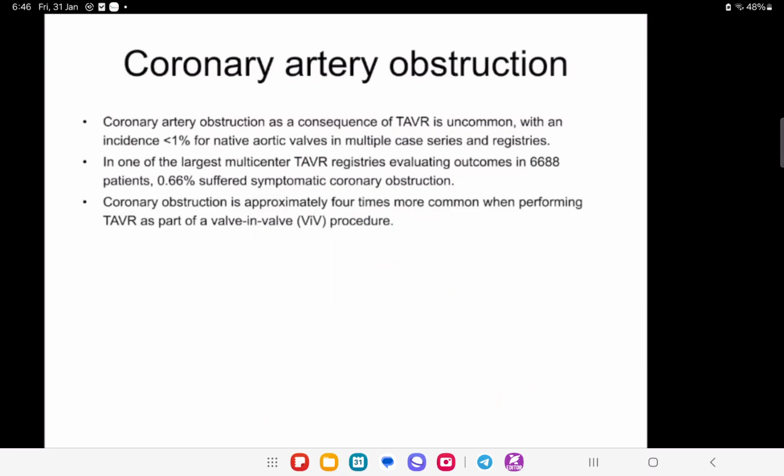Coronary artery obstruction. Coronary artery obstruction as a consequence of TAVR is uncommon, with an incidence of less than 1% for native aortic valve in multiple case series and registries. In one of the large multi-center TAVR registries evaluating outcomes in 6,688 patients, 0.66% suffered symptomatic coronary obstruction. Coronary obstruction is approximately 4 times more common when performing TAVR as part of valve-in-valve procedures.